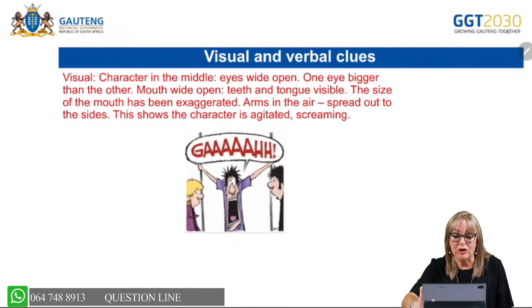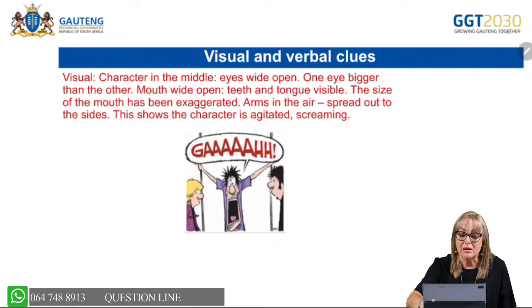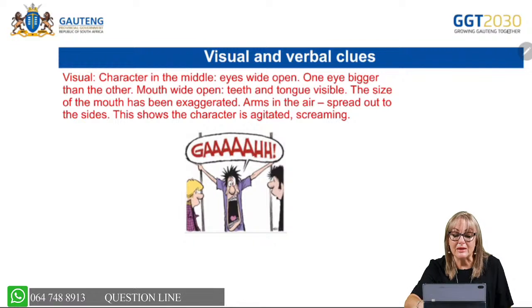If we look at the visual, the character's eyes are wide open. One eye is bigger than the other. His mouth is wide open. His teeth and tongue are visible. And the size of his mouth has been exaggerated. His arms are in the air, and it shows that he is agitated or screaming.